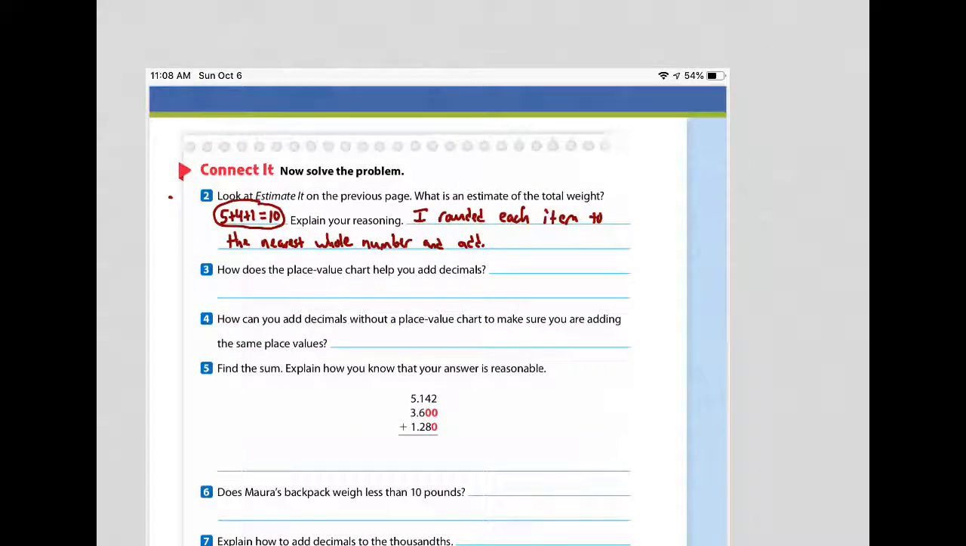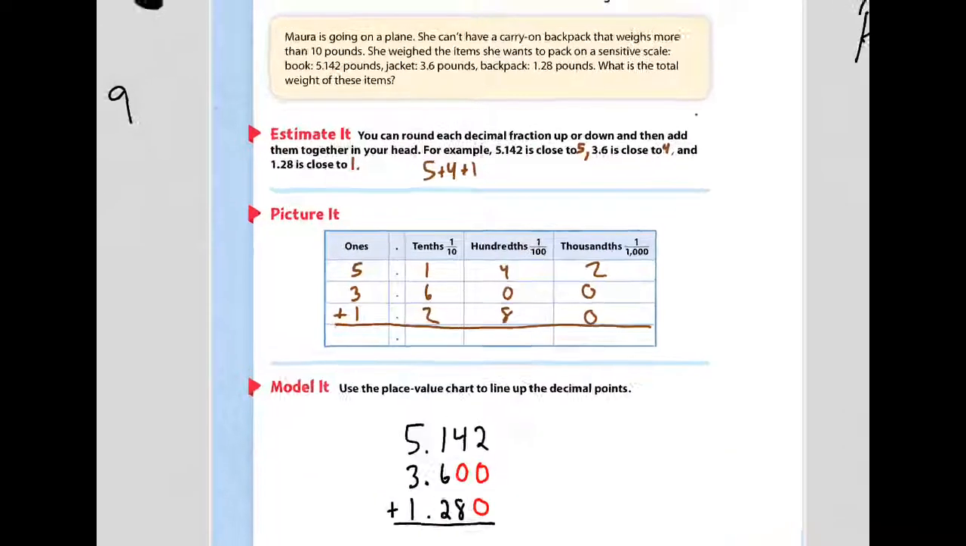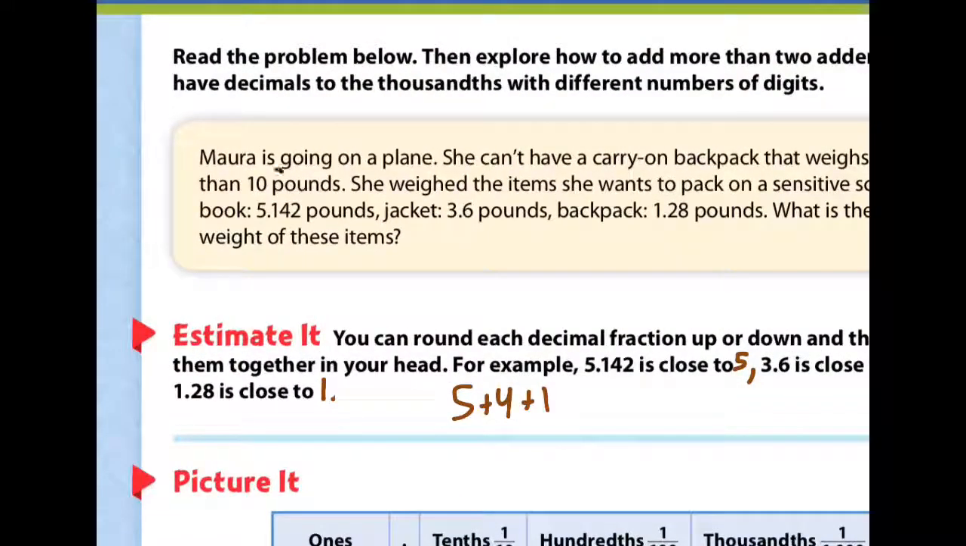Now, the estimate is a great thing to see if you're close. So remember in the previous problem, Maura has to have items that weigh less than 10 pounds. Now the estimate tells us that her items are close to 10 pounds, but it doesn't tell us if they're going to be a little bit over 10 pounds or a little bit under 10 pounds. We just know they're close.